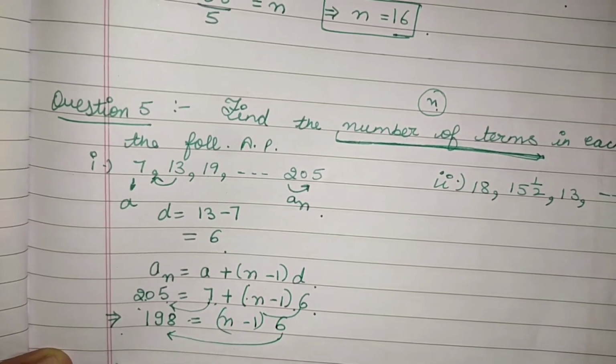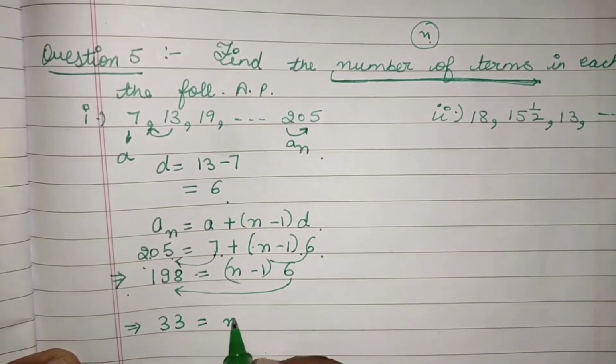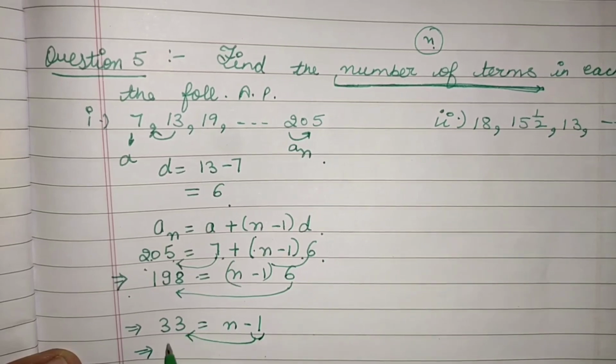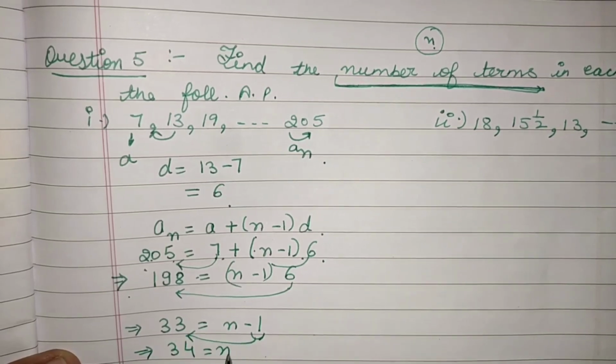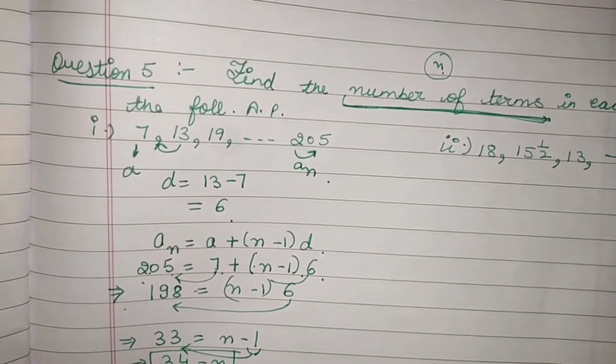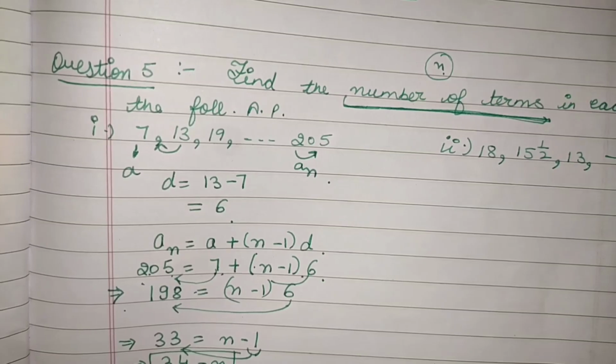So divide here by 6. I will get 33 is equal to n minus 1. So this minus 1 will become plus here. So I will get 34 is equal to n. So the total number of terms in this given AP is equal to 34.